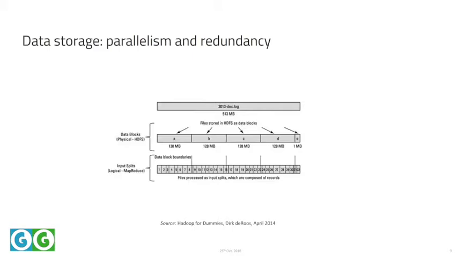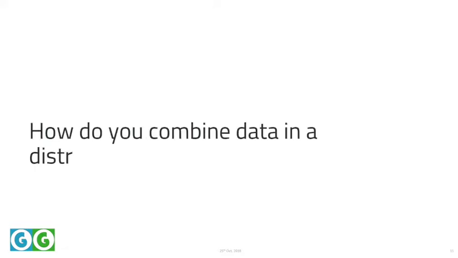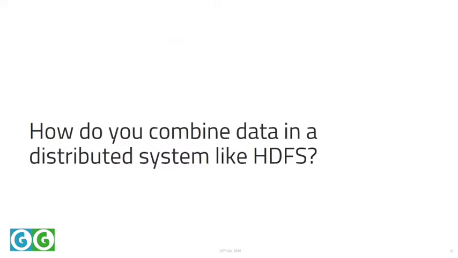Now, the problem with this system, though, is since the data is spread across the cluster, how do we get this overall view of data? I can't just go to one machine because I will never know, for example, the total number of my customers. This machine would only know a part of the story. So this is the question: how do you combine data in a distributed system like HDFS?